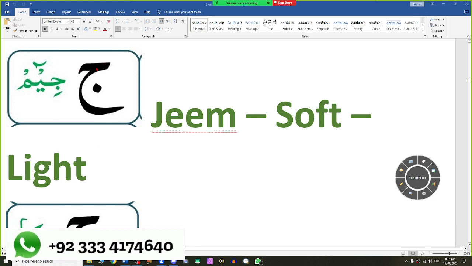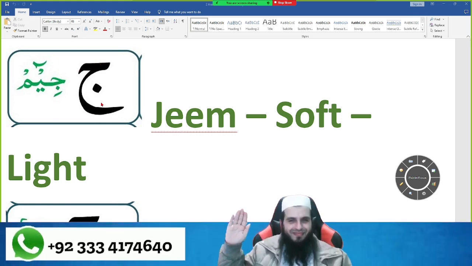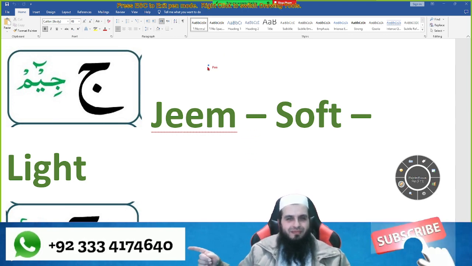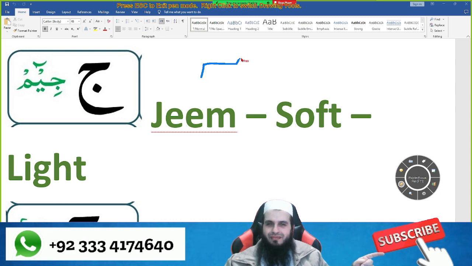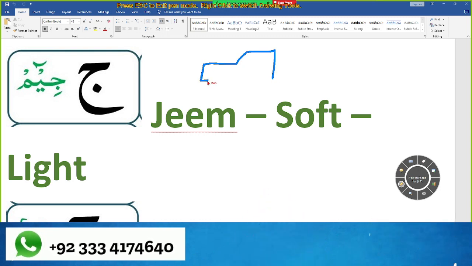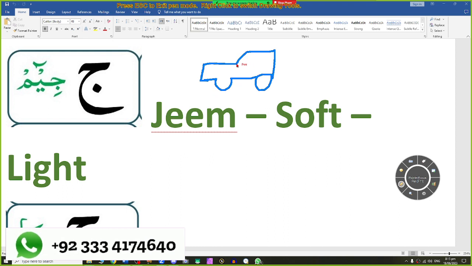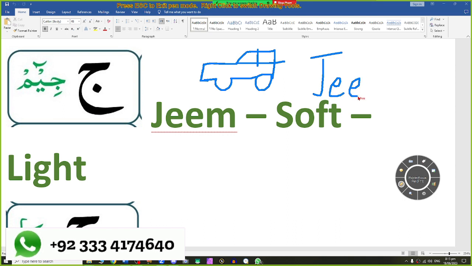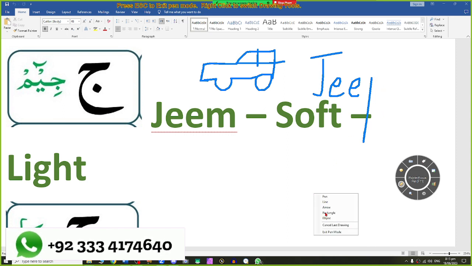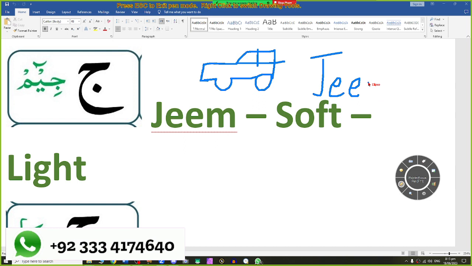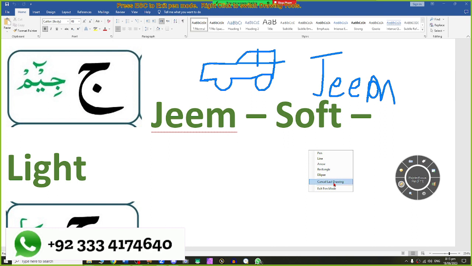All right. Now this alphabet is called Jim. Say Jim. Okay. Shamir, have you ever seen a Jeep? Yes. All right. Oh my God, my drawing is not so good. Don't worry about it. So J, E, then again E, then P. If we replace the P of Jeep with an M, it turns into Jim. What does it turn into? Jim. Yeah, good job.